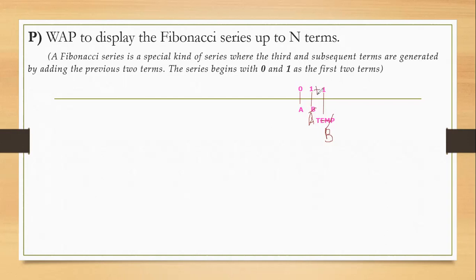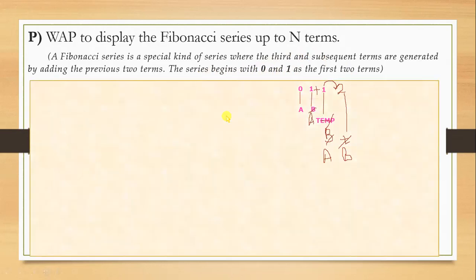Again I have to do addition of this and then I will get the third number. So 1 plus 1 is 2. And now this 2 is my temp. Again this will be B and B will become A. Like this it will go on taking place. So this is called the Fibonacci series. It is a special kind of series where the third and subsequent terms are generated by adding the previous two terms. So the first two terms are added and then you get the third number. And the series begins with 0 and 1.